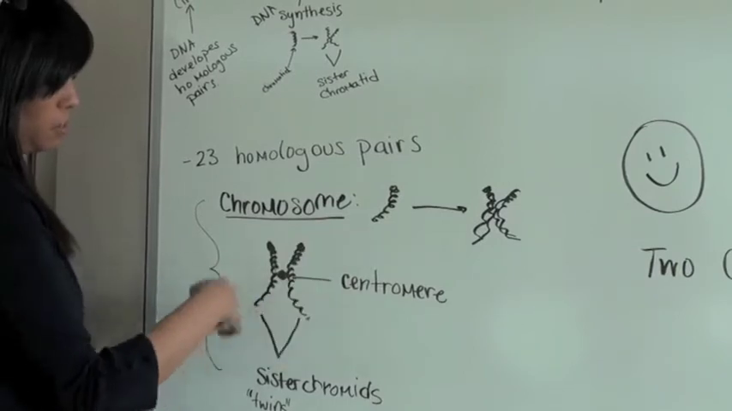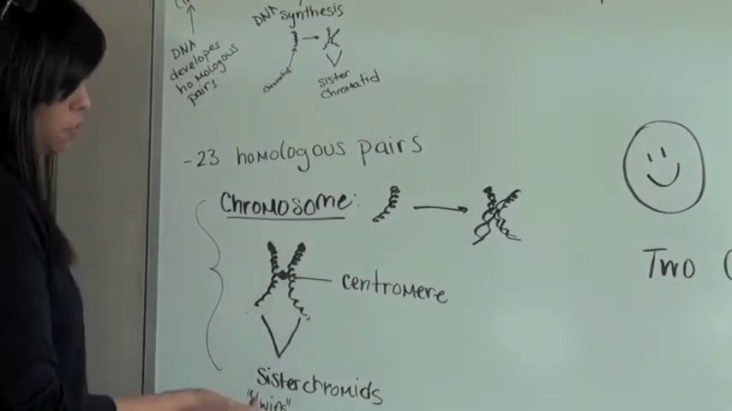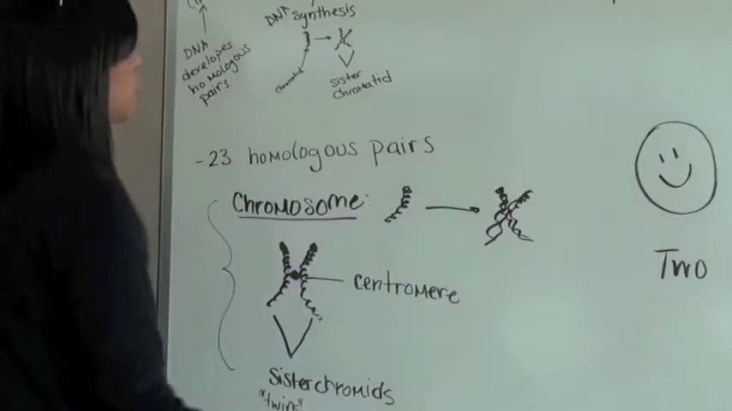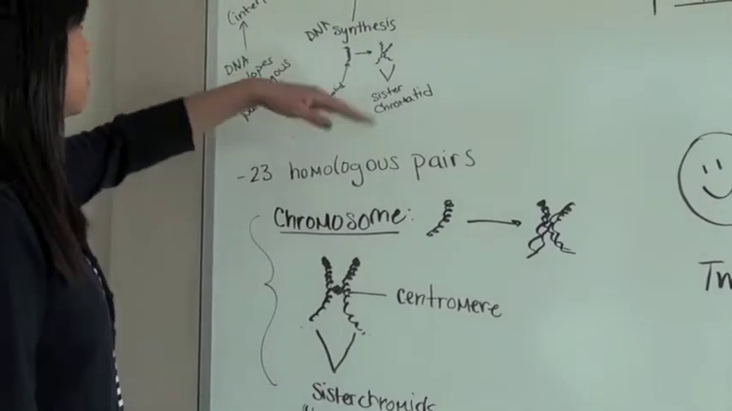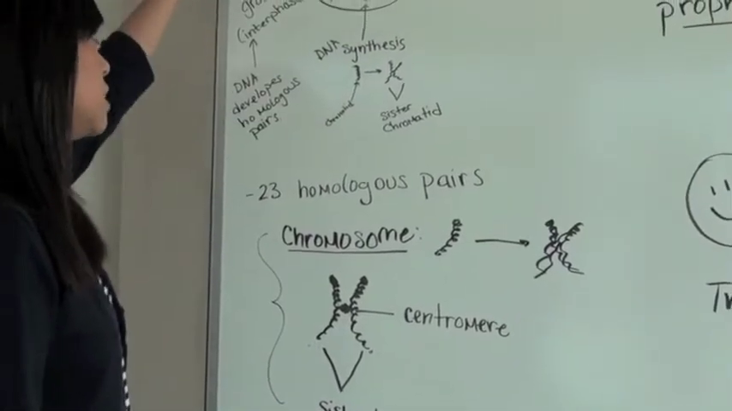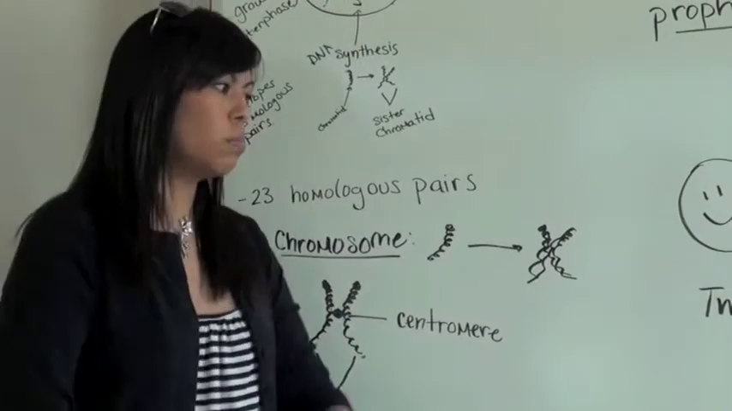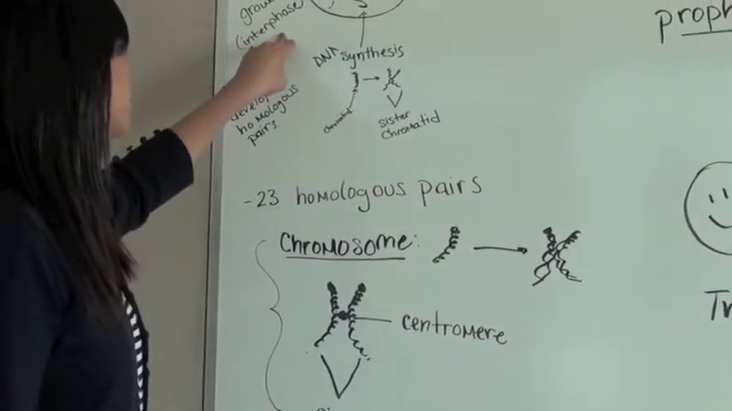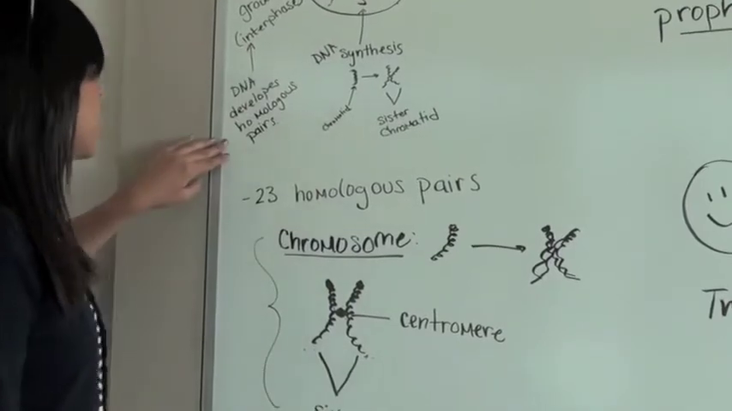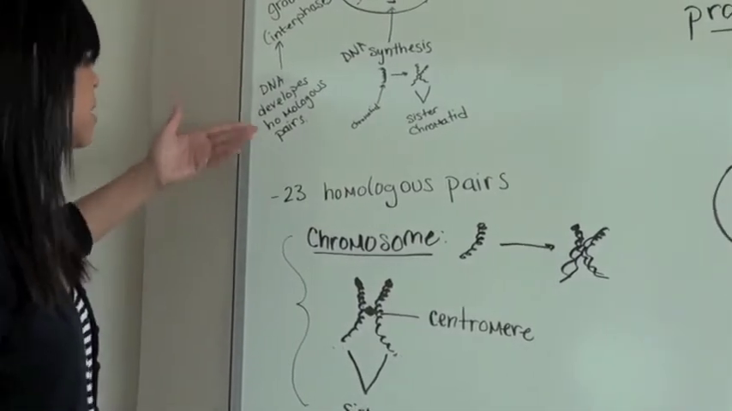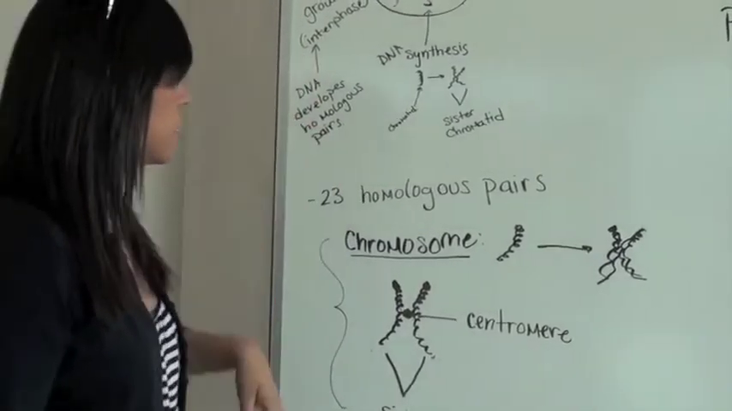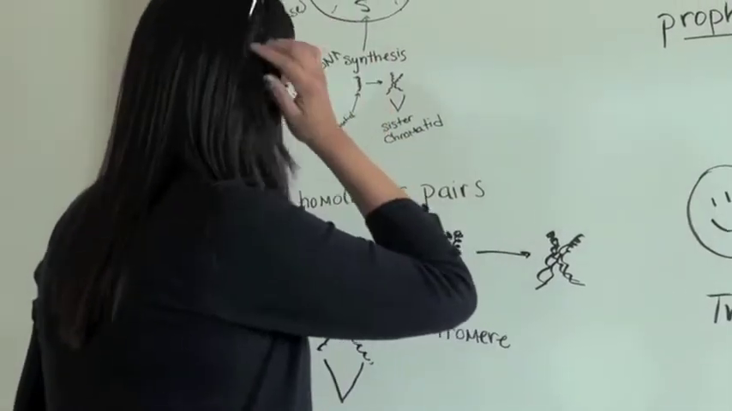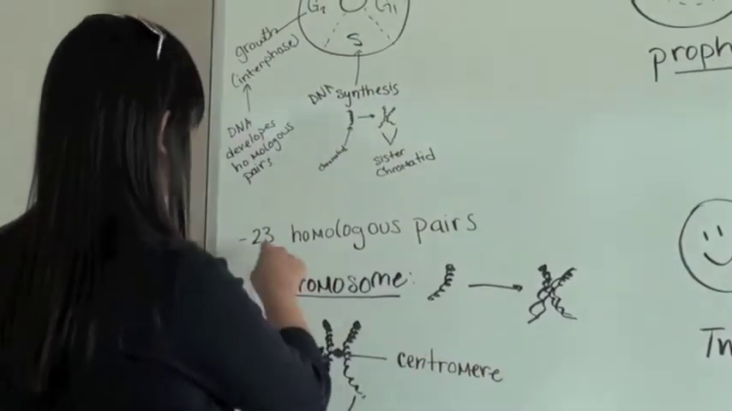So I'm just giving you the features of a chromosome so you can further understand when I explain it here in mitosis. After it does this, it goes through the G2 phase, and it pretty much goes into more growing and development of the cell, and it goes through this phase called interphase. Now in interphase, the DNA develops homologous pairs, so it starts getting all of its pairs together.